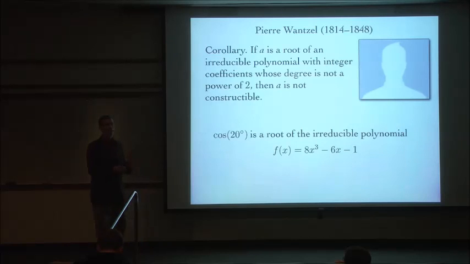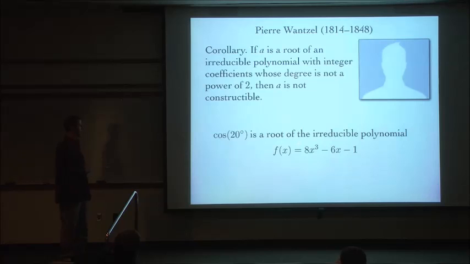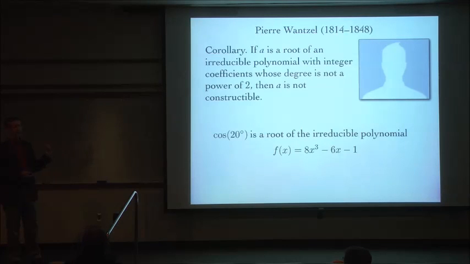To show that it can't be done, you just have to give me an example of something that can't be trisected. So it turns out that cosine of 20 is the root of this polynomial. That may not be obvious. This is a trig identity in disguise here. There's some trig identity lurking behind it that tells you that cosine of 20 is a root of this polynomial. And again, this polynomial has degree 3.